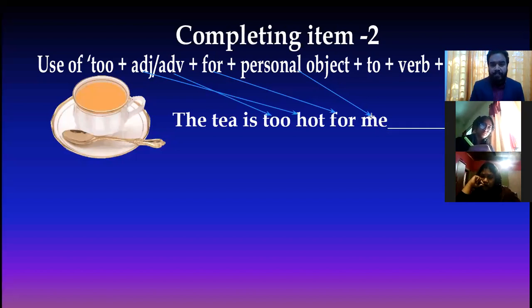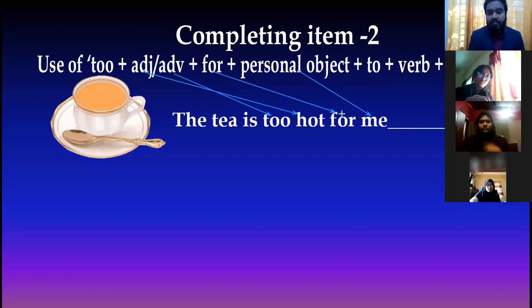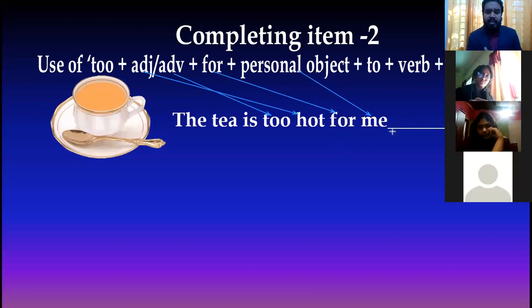For me. So the tea is too hot for me to drink. Very simple. Rule same, but a little bit different structure here. The tea is too hot, but this rule can make you confused because you have never seen this before. Too, dot dot, too, but here you can see too, dot dot, for me, then to, and there is no too here.